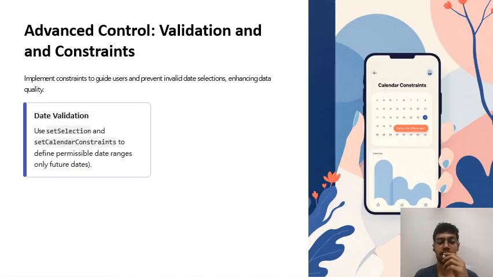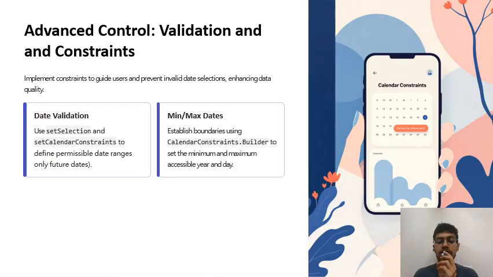First one is date validation. Use set selections and set calendar constraints to define permissible date ranges, for example only future dates. For instance, a month can have a maximum of 30 or 31 days, and in exceptional cases like February will have 28 and sometimes 29. So we need to maintain this range.